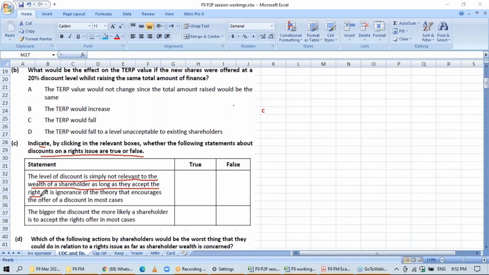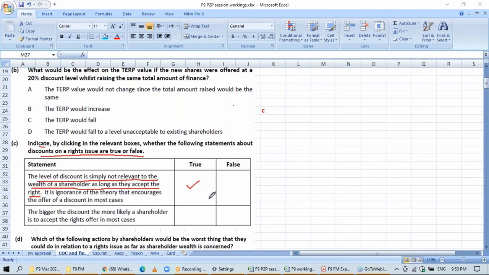Which he lost due to the issue of rights shares. So if he does not accept the rights issue, he will be losing 1.6 in his wealth. So this one is perfectly right: his wealth will only be affected when he does not accept it. If he accepts the right, nothing affects his wealth. So it's always better to accept the rights issue, to keep your wealth at the same level. Otherwise, you will be the loser. You will lose some value.